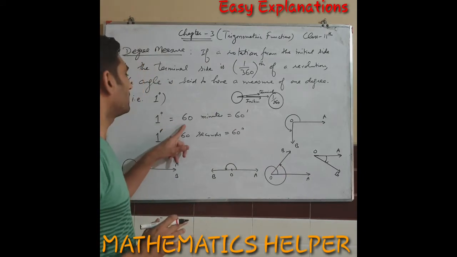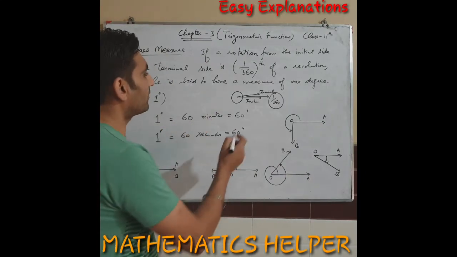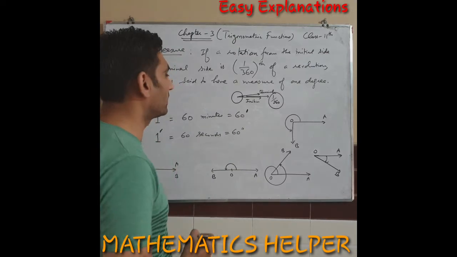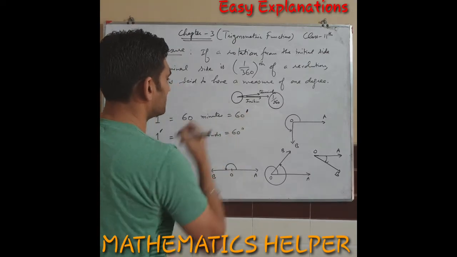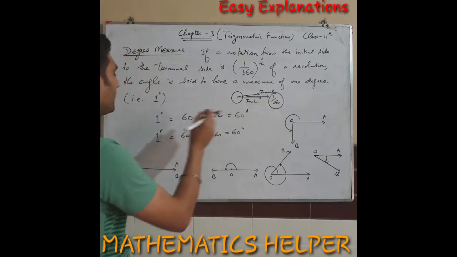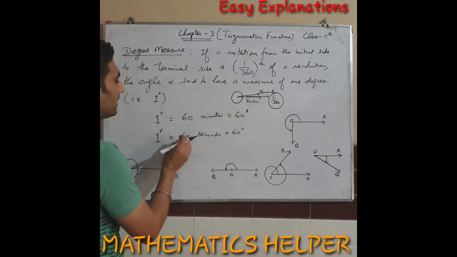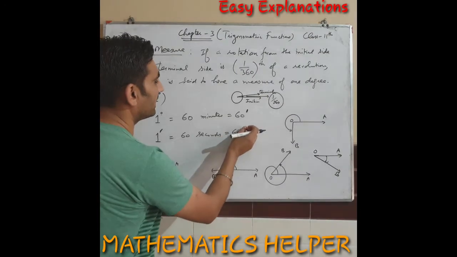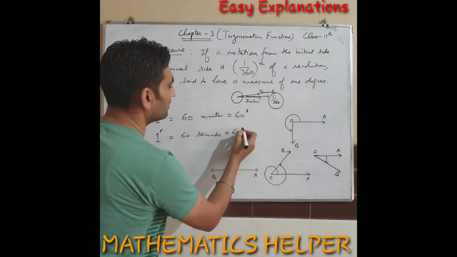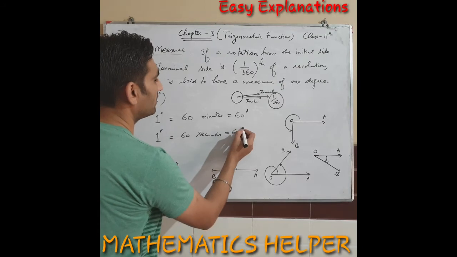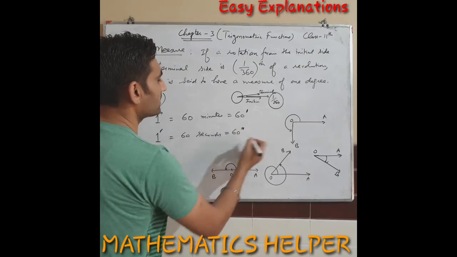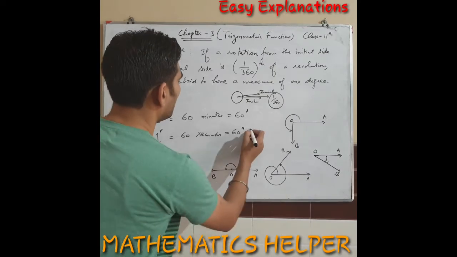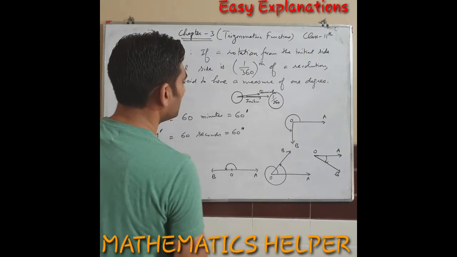1 degree is equal to 60 minutes, and for minutes you write it this way: 60, then one dash on it. So 60 minutes. In the same way, 1 minute can be written as 60 seconds, with double lines, meaning 2 times this dash symbol, on 60. So 1 minute equals 60 seconds. So there are 60 minutes and 60 seconds.